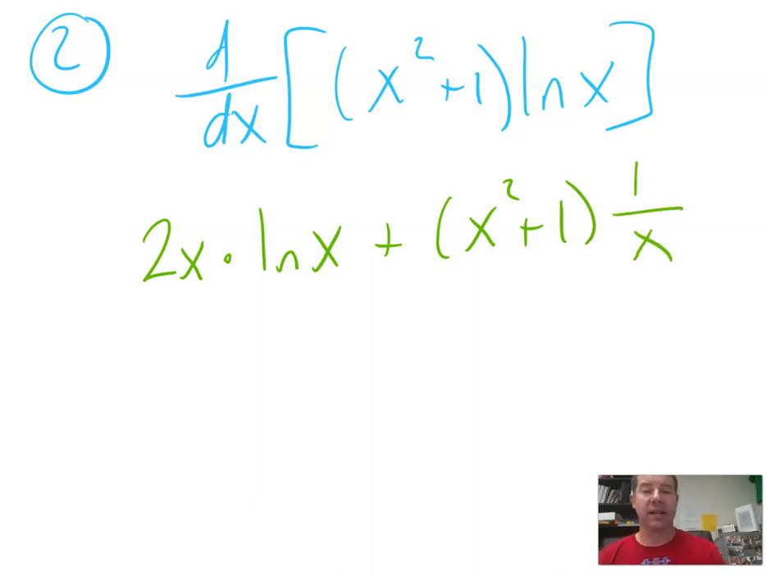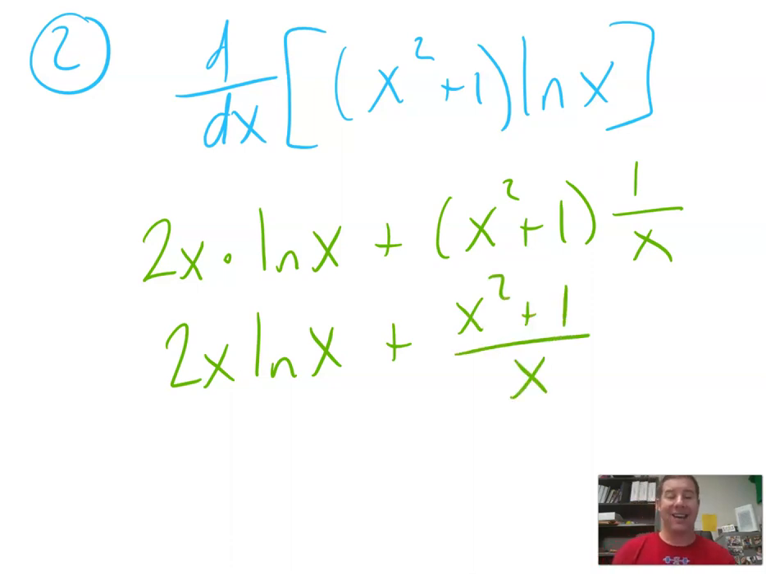Again, I want to tighten this up a little bit. 2x ln x plus x squared plus 1 over x. And now again, I've technically taken the derivative. I would go check my answers again to make sure that it's matched, or see if I have to do some algebra work to make my answer match the book.